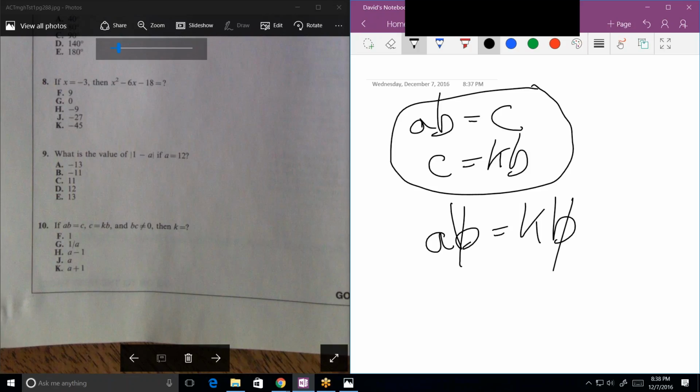Now, the only thing bad about dividing by a variable is if it happens to be 0, you can't really do it. You lose one of your solutions. The reason I know that it can't be 0 is they put this little qualifier in there saying B times C is not equal to 0. And what that tells you is that there's no way B is equal to 0. So if I know B cannot be equal to 0, then it's okay to divide both sides by B.